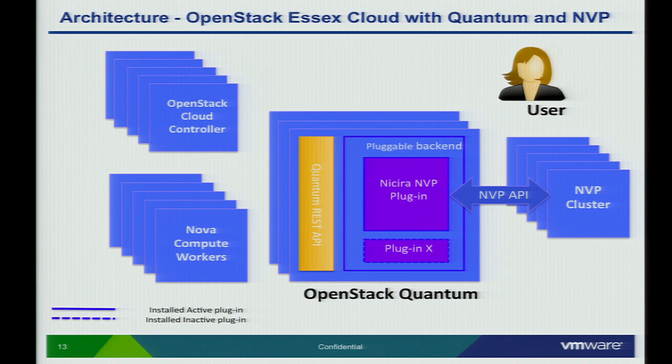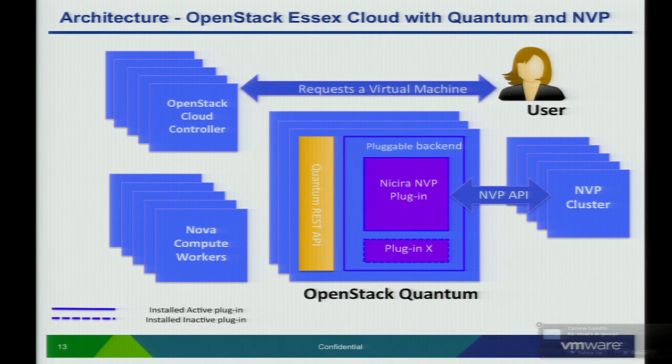So at a high level, many people who have been working with Quantum are probably familiar with this. This is a high-level picture, and I'll just talk through how things work. It's pretty much how a typical Quantum deployment works. The user makes a request to a Nova controller, using your EC2 APIs or your Nova APIs: fire me up a VM. We are using Essex for our current deployment. We're going to upgrade to Folsom very soon.